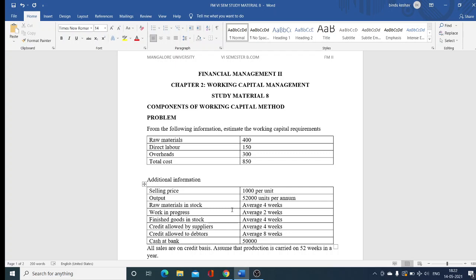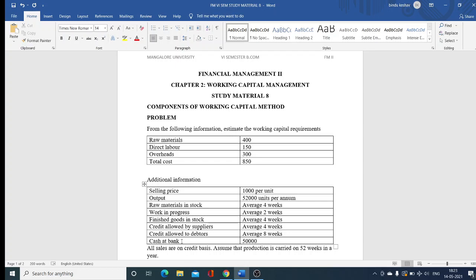Here the working capital has to be estimated using the components of working capital method. So first of all, we should analyze what are the different components of working capital. So current assets as well as the current liabilities. The different current assets are, one is the raw materials. So we have the information about the raw materials. Then the other one is the work in progress. The next one is the finished goods. Then we have information about the debtors, that is average 8 weeks. And then we have information about the cash at bank. So we have raw materials, work in progress, finished goods, debtors as well as the cash at bank.